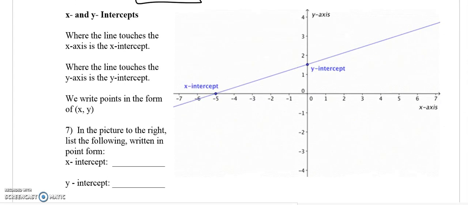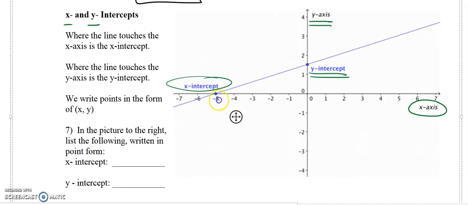Alright, last piece. Another important part of graphs are the x and y intercepts. Okay, x-intercepts are always on the x-axis, y-intercepts on the y-axis. Makes sense, they go with each other's letters. And then we always write these points as an ordered pair. That means x comma y with parentheses around them. So for example, in this picture, if I were to write the x-intercept, that would be right here. Alright, the x is negative 5, so I would start with the negative 5. And the y, since I'm not going up or down at all, is 0.